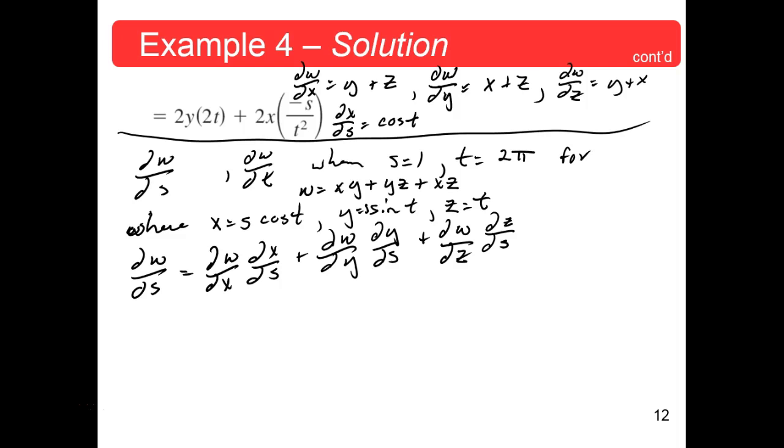And now we have to take the partial of X with respect to S. Well, here is X as a function of S and T. We're only taking it with respect to S, so count the T as if it is a constant. That would be some constant times the variable S, and the partial of that would be the constant. So that would just be your cosine T. Right?